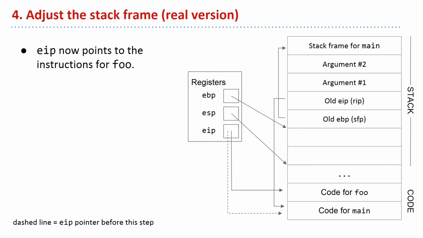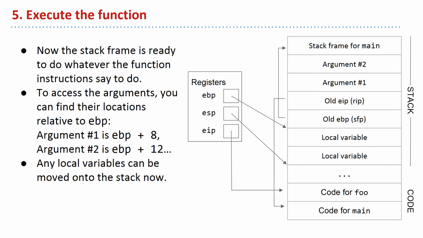And finally, EIP used to point in main, and now it's pointing in foo. And remember, once again, this is okay because I've saved the value of the old EIP on the stack. So now that everything is nice and set up, you're ready to do whatever the function instructions for foo said to do. This usually involves the local variables, which now you can put inside the stack frame.